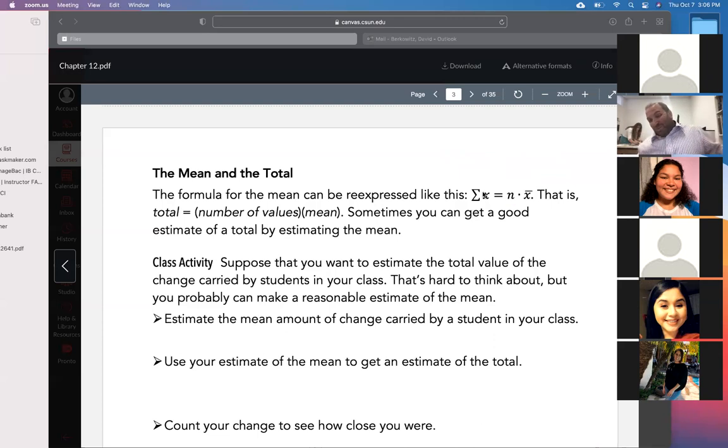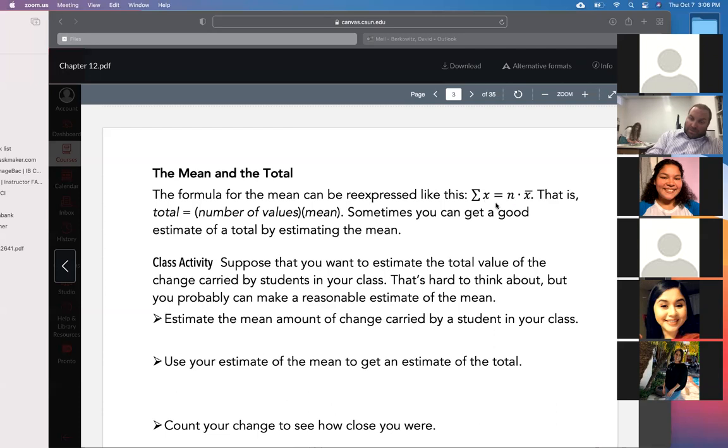Unfortunately, I don't know everyone's amounts, but if I can somehow estimate it or guess it, or maybe take a sample of a few of you and use that as my guesstimate, then I can make a pretty good approximation of the total. Does that seem reasonable? Yeah.